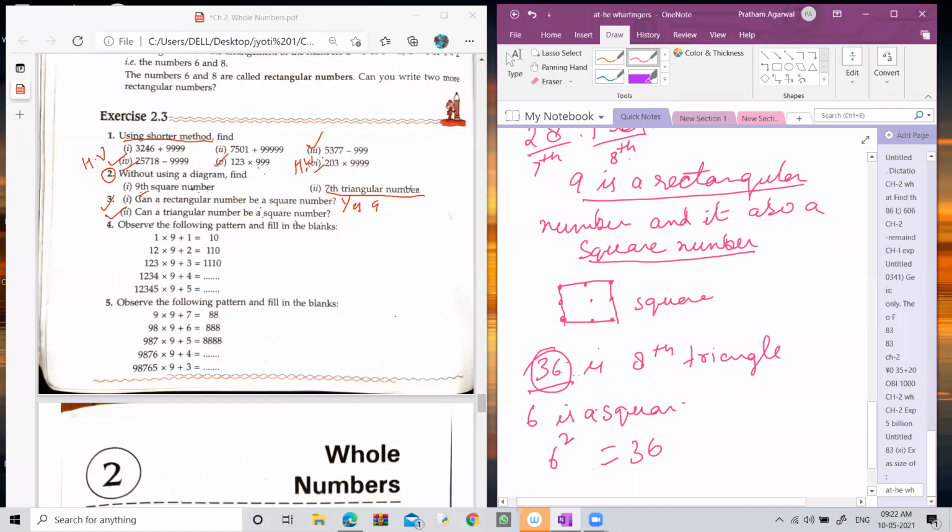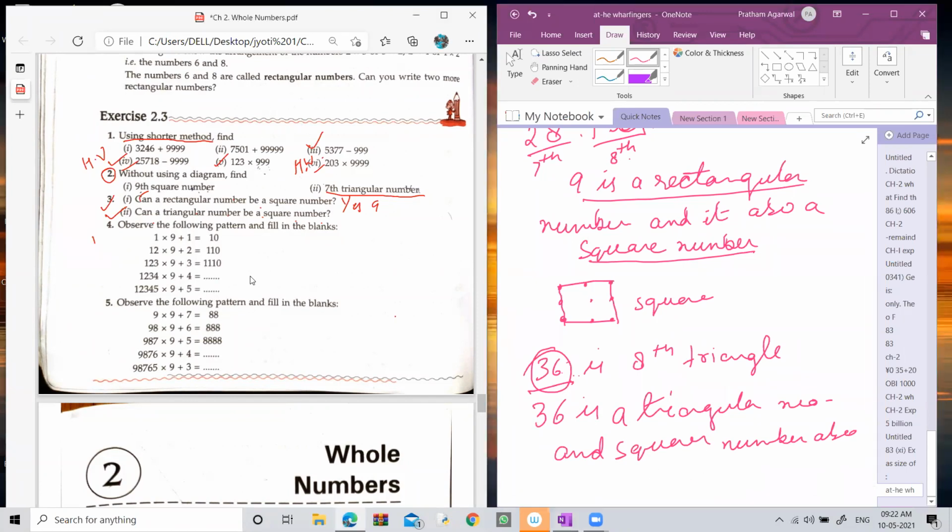Is it clear to everybody? Yes, ma'am. 36 is a triangular number and a square number also. Fine. When you find the square root of 36, it gives you 6. That's why 36 is a triangular as well as a square number.